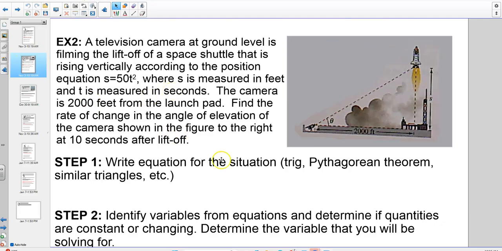But the television camera is at ground level here. It is filming the liftoff of a space shuttle that is rising vertically according to the position equation S equals 50t squared. So they are giving us this equation for the distance that the shuttle has traveled. So somebody somewhere has figured out how that distance is changing. S is measured in feet and T is measured in seconds. The camera is 2,000 feet from the launch pad. Find the rate of change in the angle of elevation of the camera shown in the figure to the right at 10 seconds after liftoff.